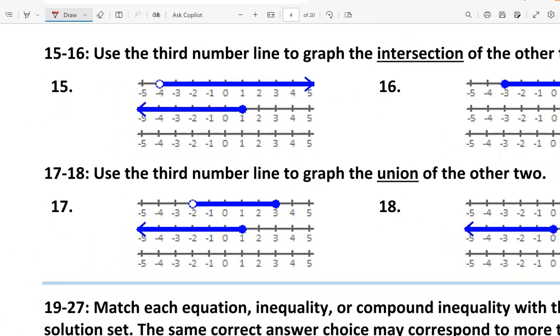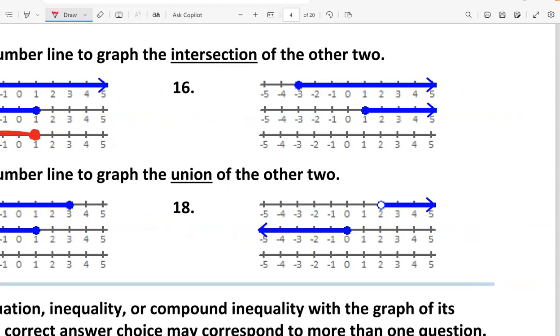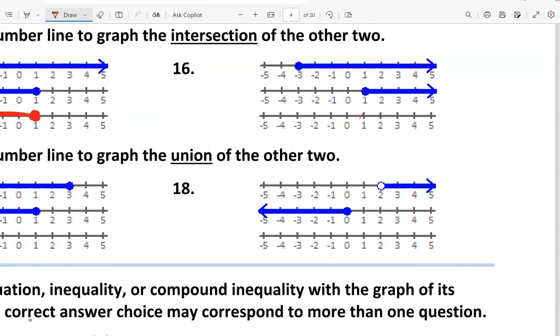All right, in 15 through 16, we are using the third number line to graph the intersection of the other two. Intersection is what the two have in common. In other words, where's their overlap? The overlap for the two number lines in 15 is that portion in between those two numbers that they have in common. Doesn't include negative 4 because that's not common to both. It's only in the second number line. Positive 1 is filled in or shaded in both number lines. Number 16, the intersection, what they share in common is everything 1 and to the right. That's the overlap between the two.